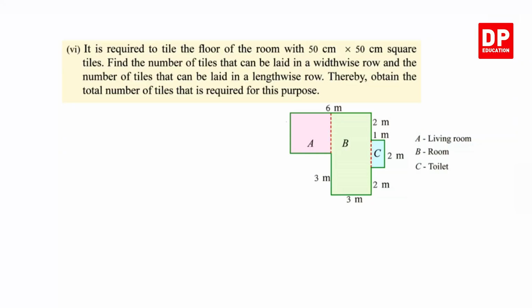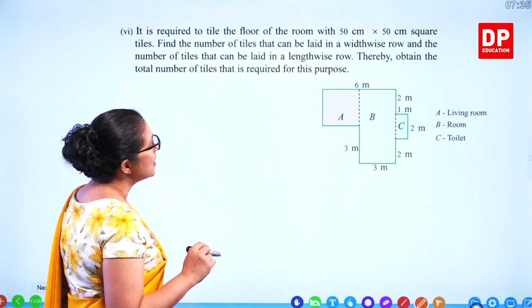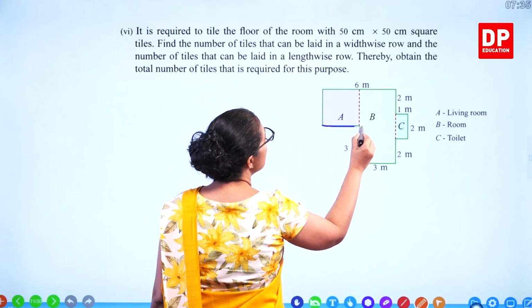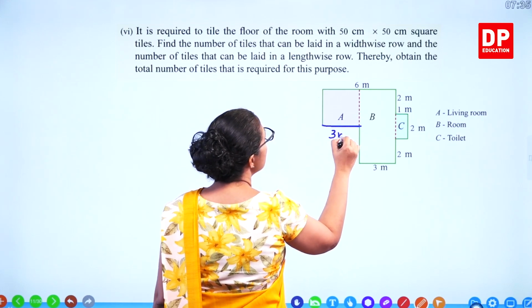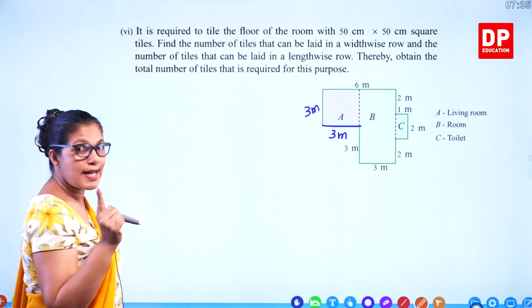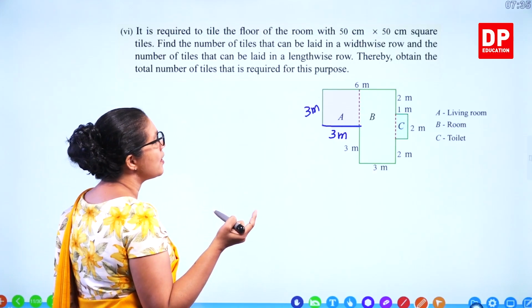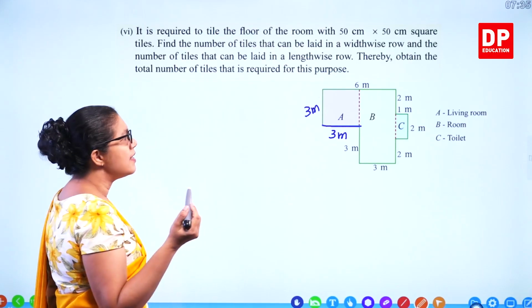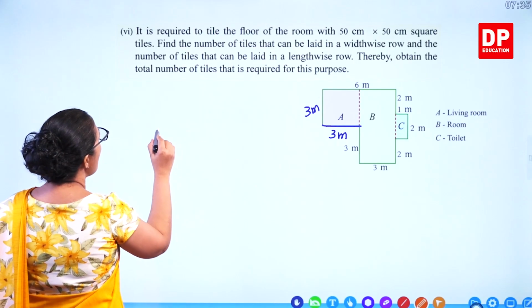It is required to tile the floor of the room with 50 cm into 50 cm square tiles. Find the number of tiles that can be laid in a widthwise row and the number of tiles that can be laid in a lengthwise row. Thereby obtain the total number of tiles that is required for this purpose. So this is the room. So what's the length and width? 3 meters, 3 meters. So you can convert to centimeters first. So 3 meters when you convert to centimeters, 300 centimeters. So number of tiles.